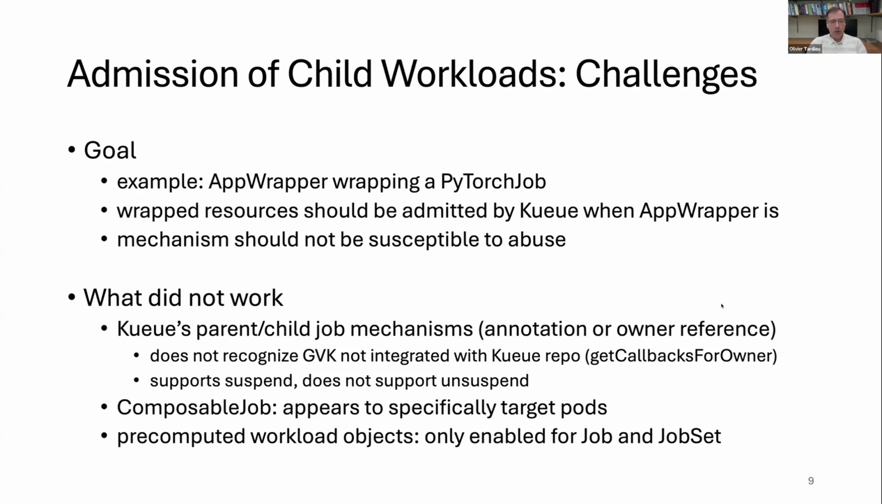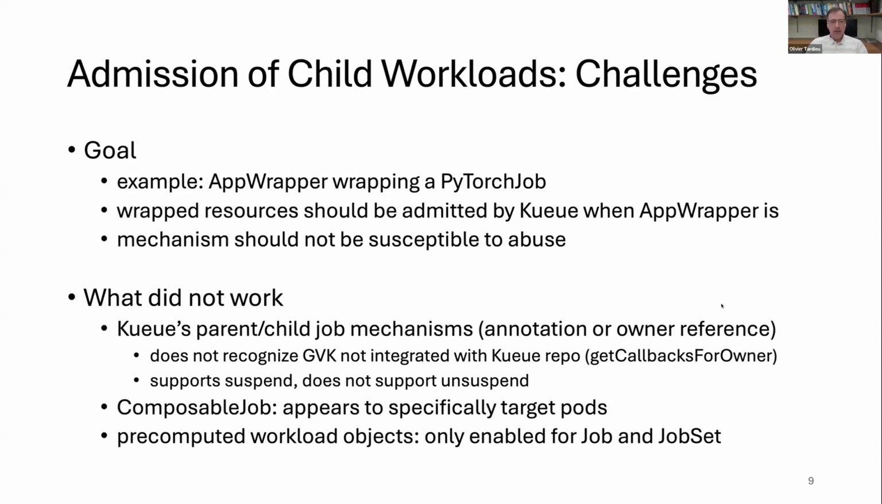So a wrapped resource should be admitted by Q when the app wrapper is, and a very, very important point for us is that this mechanism shouldn't be susceptible to abuse. So conceptually, we want all the children resources, all the sub-resources, to be logically associated with an infinite queue. That would be a solution, right? We could have all the sub-resources go to a queue with an infinite quota, and therefore Q would do the normal stuff, and the resource would be deployed and so on. But if that infinite queue can be abused by users who actually submit workloads against the infinite queue, then we lose. So we need something better.